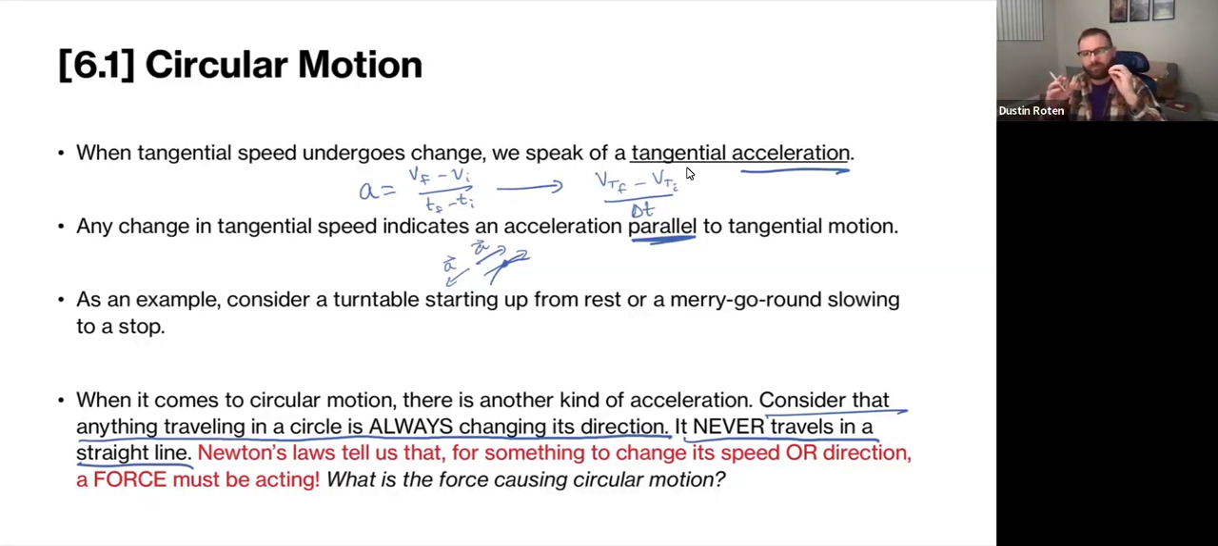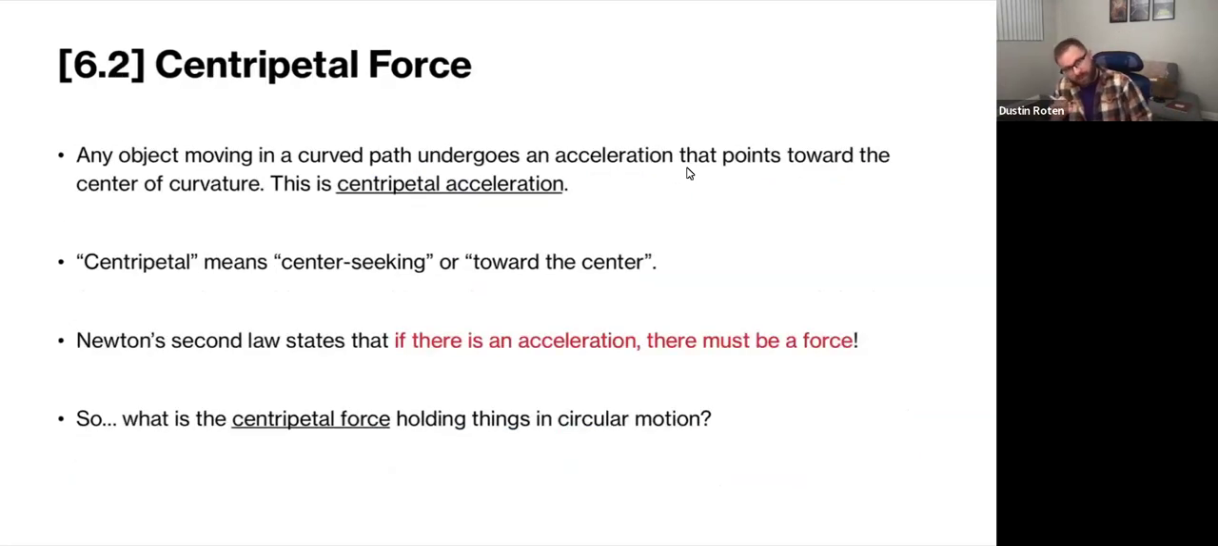So Newton's laws tell us that for something to change its speed or direction, a force must be acting. That means there's got to be some force causing us to keep changing our direction continuously. So what could that force be that's causing us to always turn into the circular path? This is where we get to centripetal force. So any object moving in a curved path undergoes an acceleration that points toward the center of the circle. This is the centripetal acceleration.